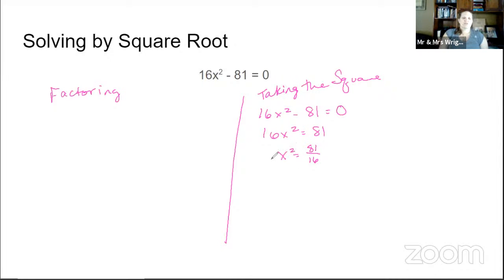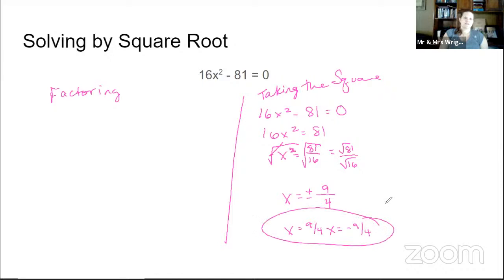Now, in order to undo the square, we do the square root, okay? And if you remember back to the lesson about square roots, when you take the square root of the whole thing, that's the same thing as taking the square root of the numerator and taking the square root of the denominator. So our x is going to equal, what's the square root of 81? Well, it's plus or minus 9. What's the square root of 16? It's plus or minus 4. So my two answers are x is 9/4 and x is negative 9/4. So those are my two exact answers.